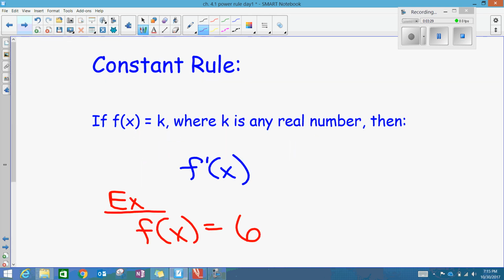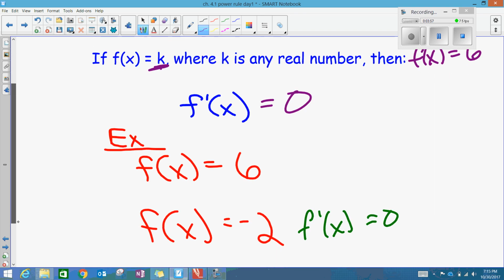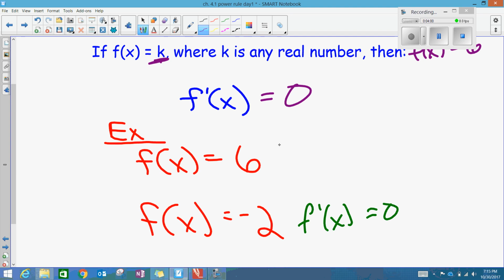The first rule we're going to learn is the constant rule, and this is if f of x equals just k, where k is any real number. For instance, let's say f of x equals 6. That would just be a horizontal line at 6. So if f of x just equals 6, then the derivative of f of x equals 0. Easy as that. If there are no variables in the function, the derivative is 0. For instance, I didn't realize it was the same, so let's change this to 8. Let's say f of x equals 8, then the derivative of f of x equals 0.